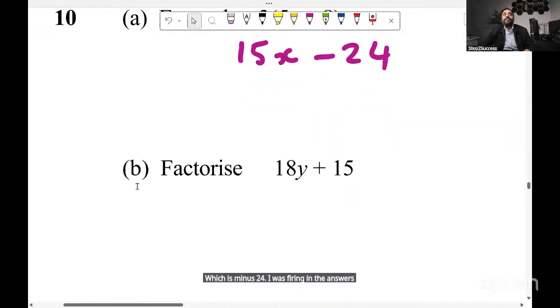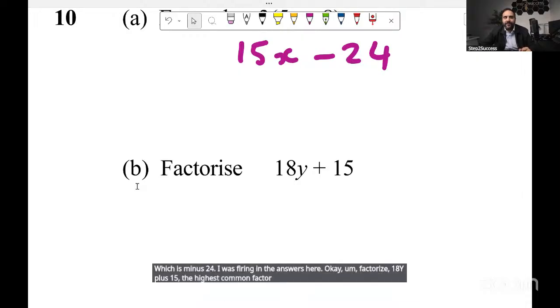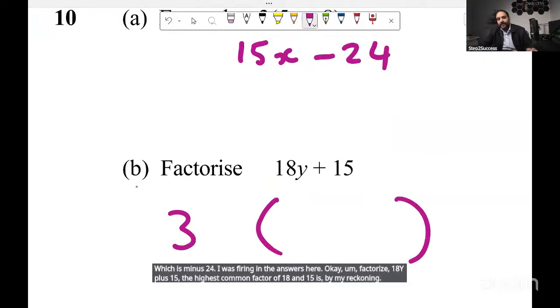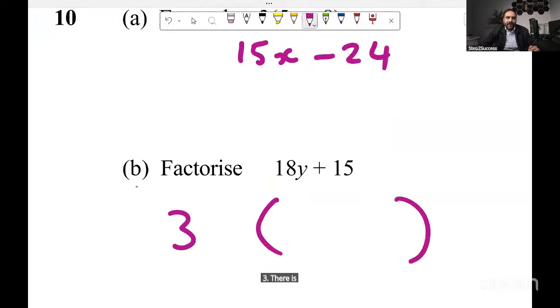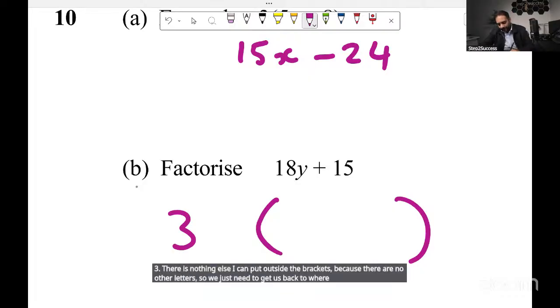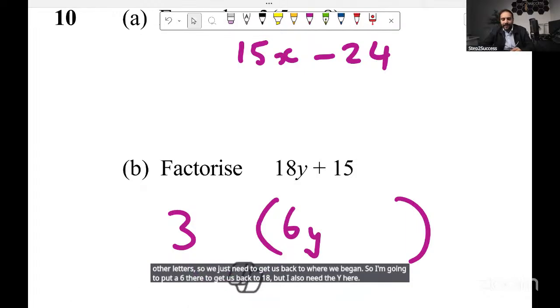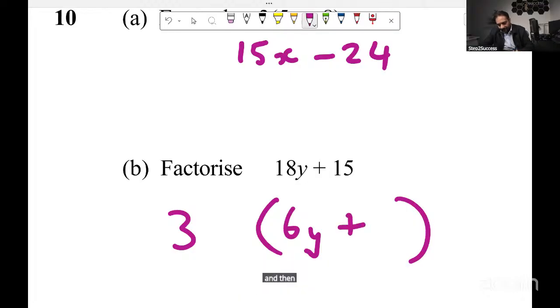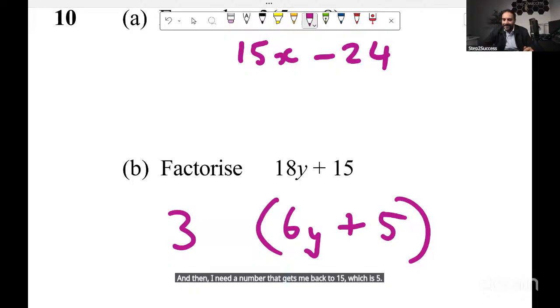Okay, factorize 18y plus 15. The highest common factor of 18 and 15 is, by my reckoning, 3. There is nothing else I can put outside the brackets because there are no other letters. So we just need to get us back to where we began. So I'm going to put a 6 there to get us back to 18, but I also need the y here. And then I need a number that gets me back to 15, which is 5, because 3 times 5 is 15.